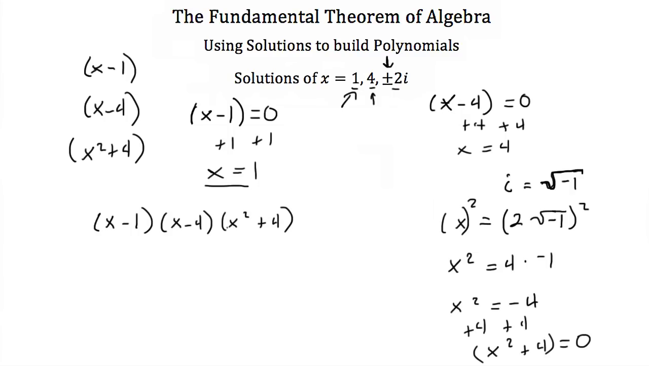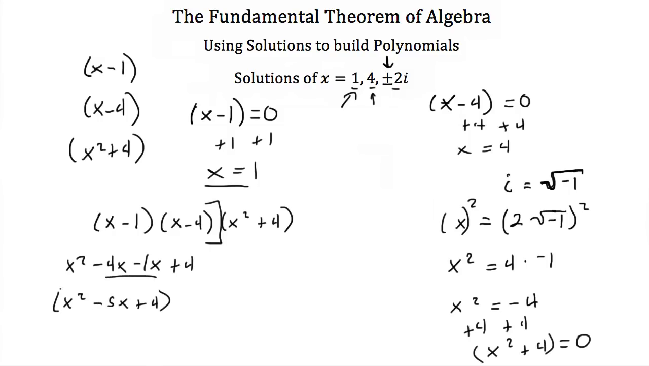I'm going to start with the first two: x minus 1 times x minus 4. Well, x times x is x squared. x times a minus 4 is a minus 4x. Minus 1 times x is a minus 1x. And minus 1 times a minus 4 is a positive 4. I'm going to combine my like terms. I'm going to get x squared minus 5x plus 4.